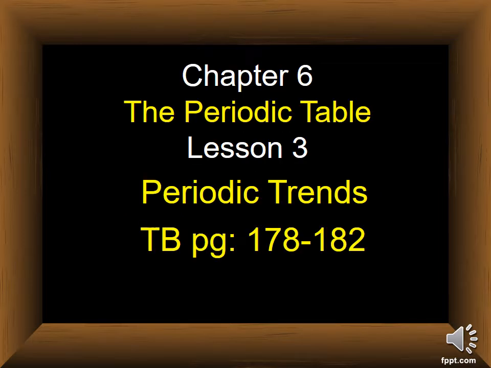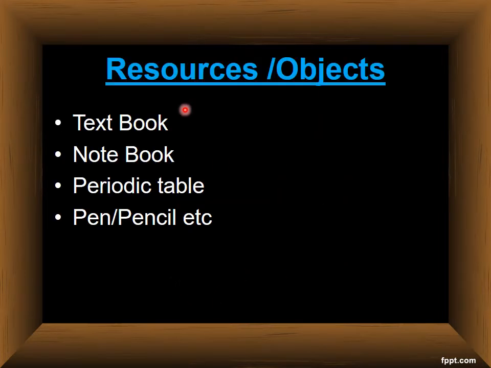Today we will discuss chapter 6, the periodic table, lesson 3, periodic trends. In this lesson we will discuss textbook pages 178 till 182. So please open your textbook at page number 178 first. The resources you need in this lesson: textbook, notebook, periodic table, pen and pencil.